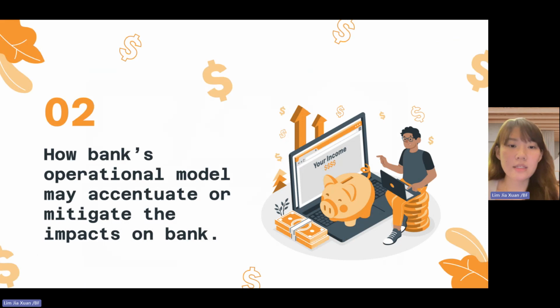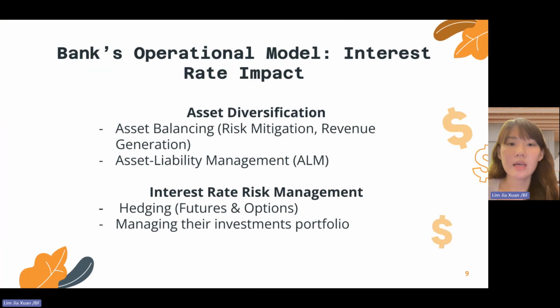And I'll be talking about how banks' operational model may accentuate or mitigate the impact of interest rates. So firstly, asset diversification. Banks can actually reduce the impact of rising interest rate by diversifying their revenue streams. Banks with a heavy reliance on lending can diversify into sectors such as wealth management or investment banking. This can help banks in reducing their dependency on lending while lessening the impact of rising interest rate on loan demand.